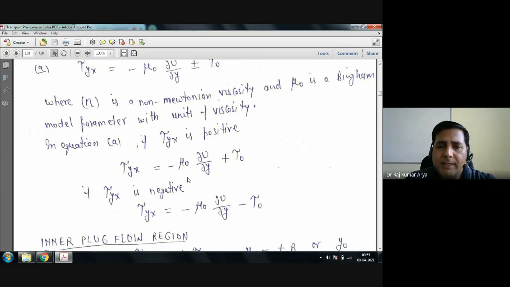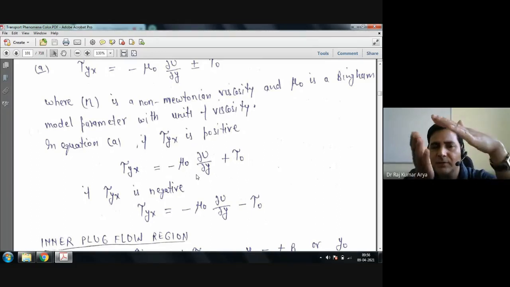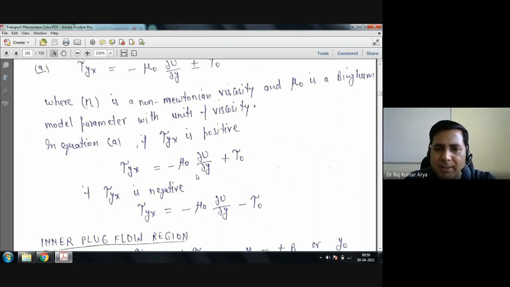So after that, as you move away from this plate, or let's say at the center, what will we have at the center? What would be this value, del u upon del y? Your velocity would be maximum, correct or not? At the center, because you are farthest away from the plate.